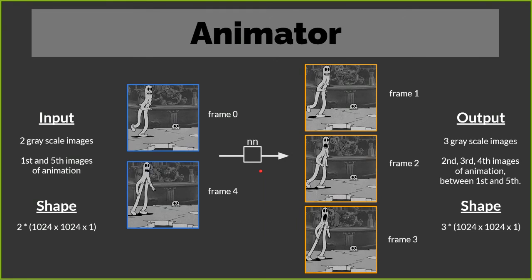Similar to the colorizer, these images are 1024 by 1024 resolution. An important thing to note about the animator is that it only operates on grayscale images. It only operates on images of a single channel. Not all of them have to. This is just the one that I set up. It only operates on gray images, and this is actually important later. We will exploit that property later on.